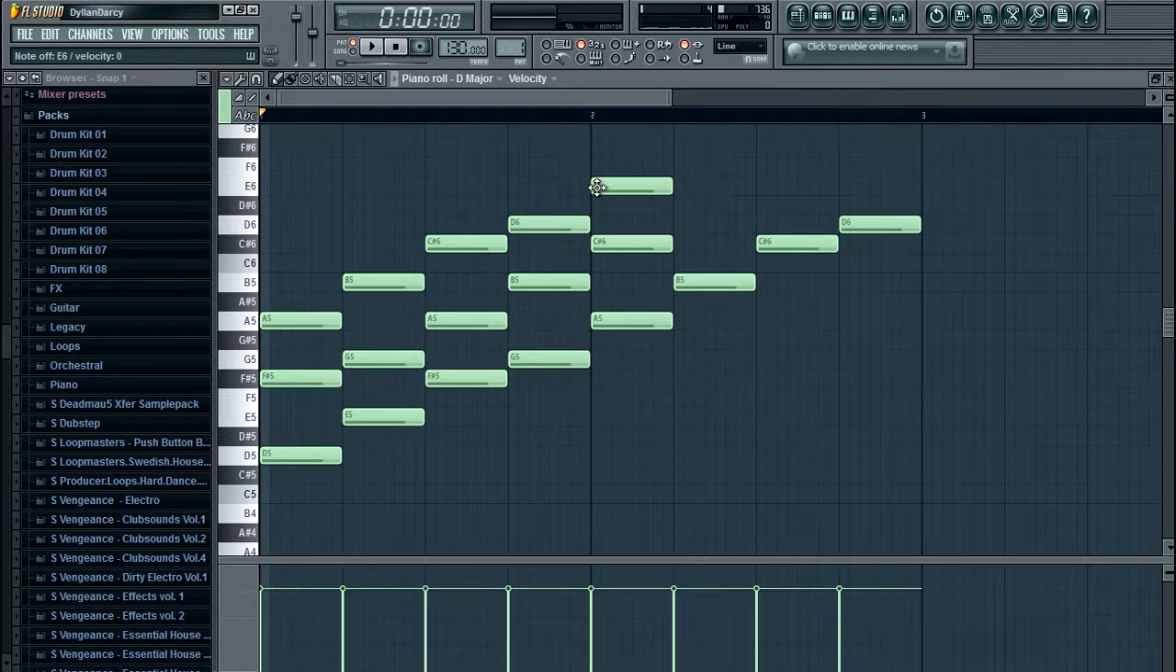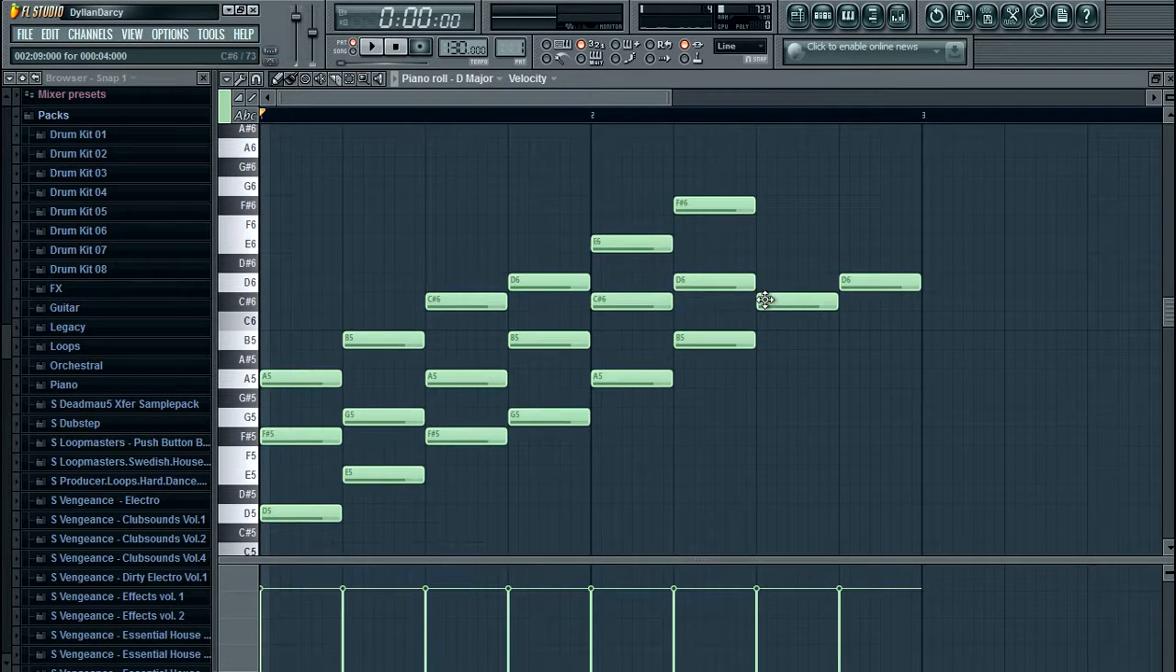Now B is going to be minor, so you go up 3 and then up 4. And C sharp is going to be diminished, so you go up 3 and then up 3. 1, 2, 3, 1, 2, 3.